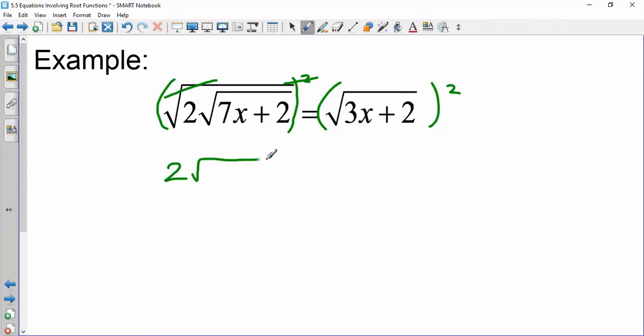So then we still have 2 times the square root of 7x plus 2. So it only cancels one of the square roots at a time. On the other side, we only had a single square root, so squaring cancels it. We get 3x plus 2. Have I lost anybody there?